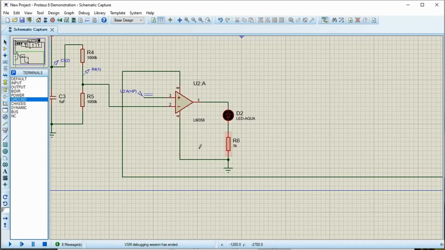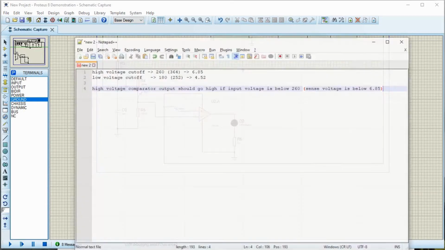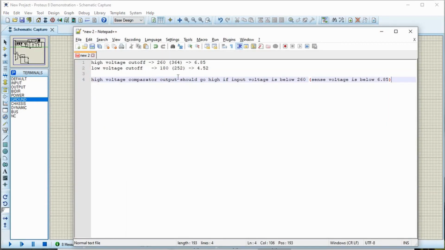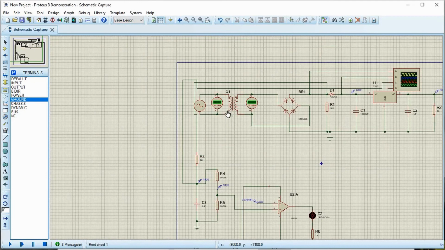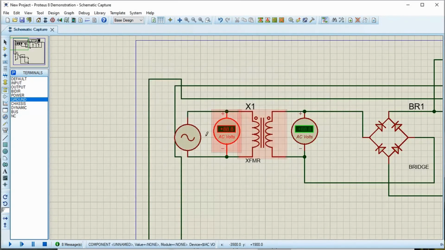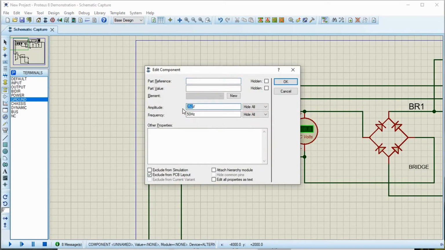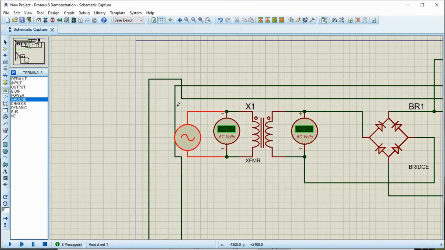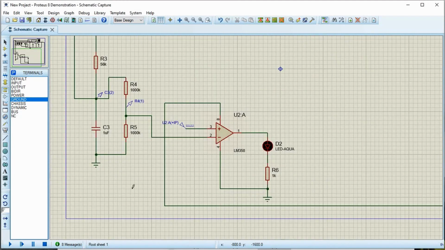So now let me put a voltage that is higher than 260. So the peak should be greater than 364. Let me put it to around 380. So now this LED should not turn on. Let's see. It has not turned on. So that's good. So this is a high voltage cutoff.